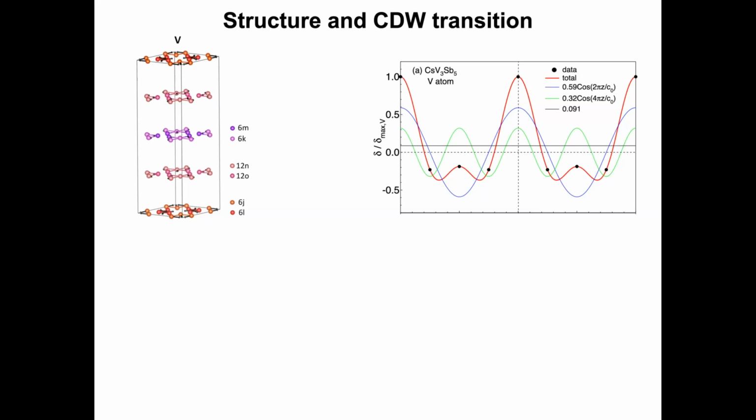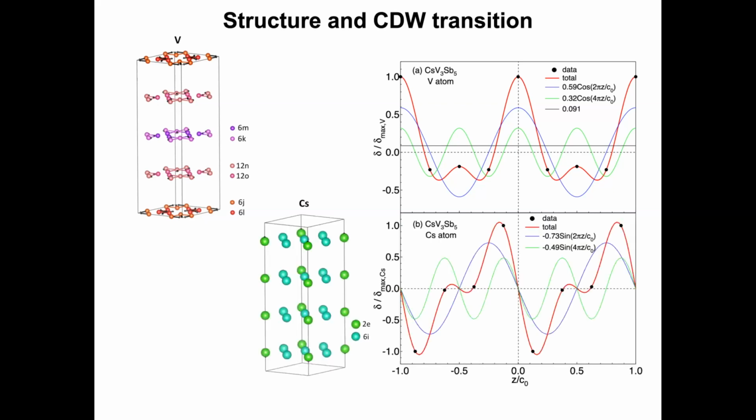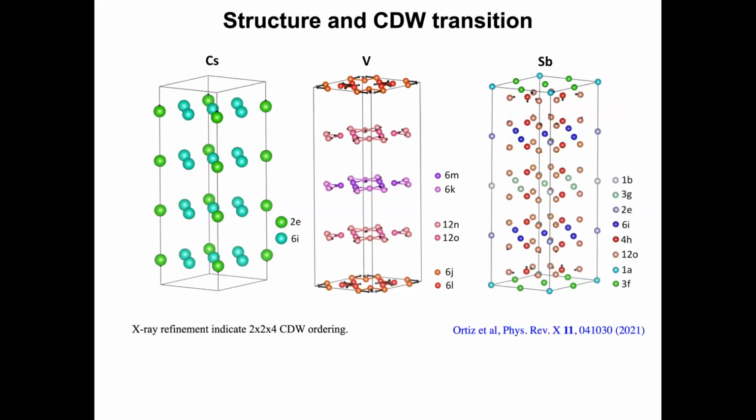And you can decompose these data points easily in harmonics. That basically shows that it's really a combination of 4 displacements. For cesium, the displacements are along the C direction, they're out of plane. 2 really are not displaced, and those are displaced. Again, I can decompose it in harmonics that I show here. So X-ray refinement for the cesium material shows nicely that we have a 2 by 2 by 4 structure.